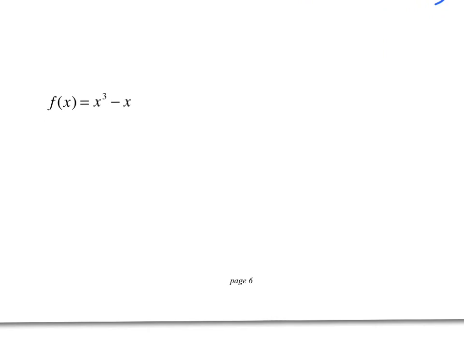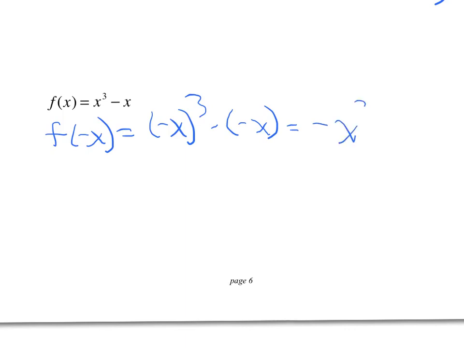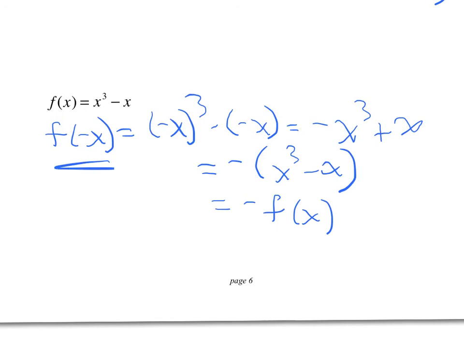But this one, if you look at f of the negative of x, that's equal to the negative of x cubed minus the negative of x. Now the negative of x cubed, since there are 3 negatives, will be the same as just negative x cubed. The next term is plus x, and that is equal to the opposite of x cubed minus x, which is the opposite of f of x. And since f of the negative of x is equal to the opposite of f of x, we have that the function is odd.